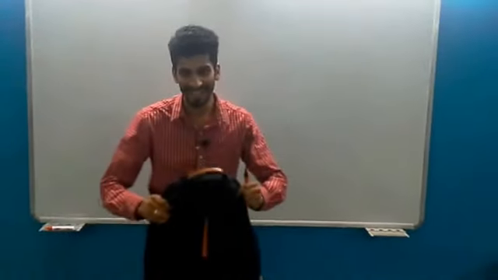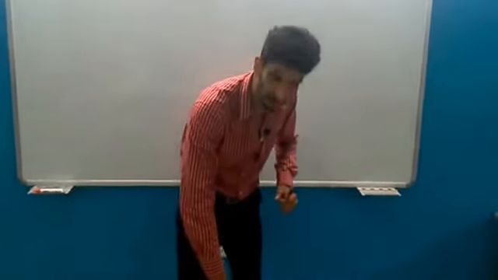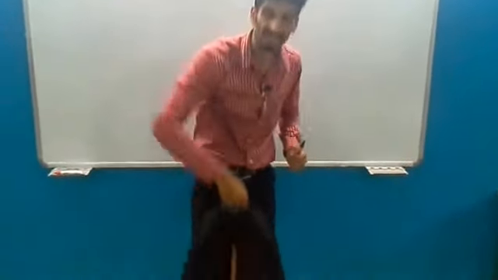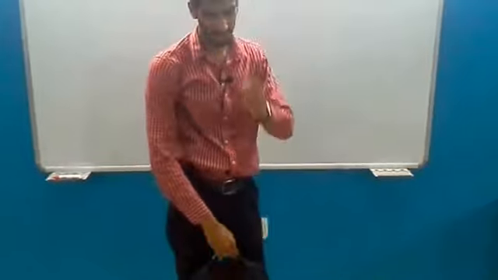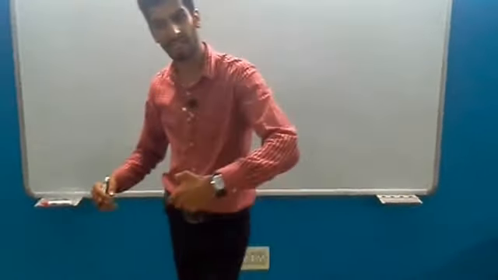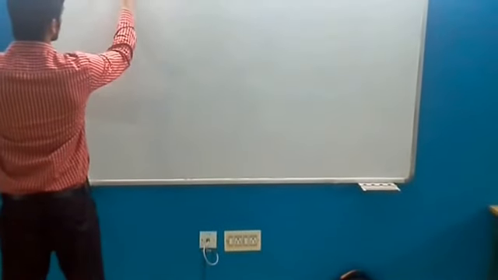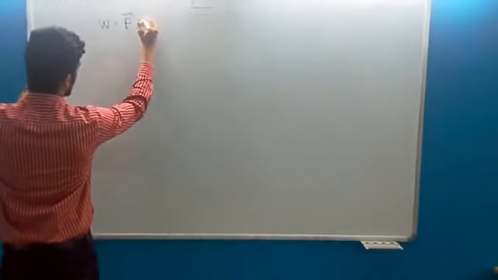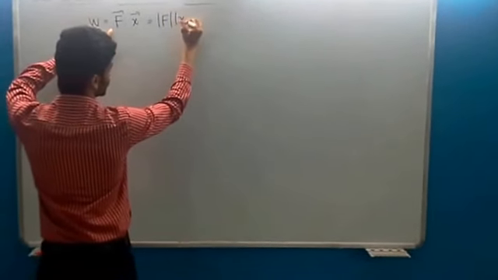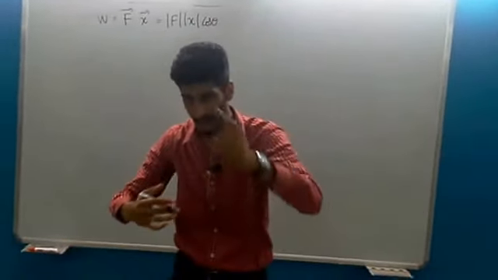I got a bag over here. What I'm going to do is lift this bag from bottom to top, and keep it down. Lifting up, keeping it down. So this is what I'm going to do. Now I'm going to calculate the work done in lifting the bag. That work done is equal to the dot product of force and displacement, which implies magnitude of F, magnitude of X, cos theta, where theta is the angle between force and the displacement.